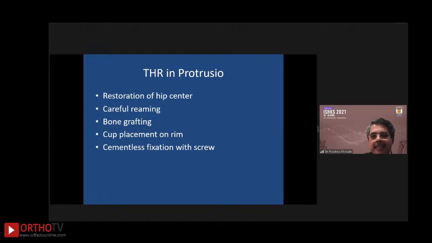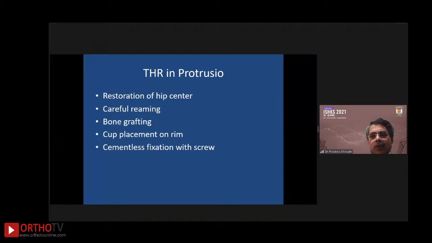Second thing is try to ream only the periphery. Don't try to ream inside. Be careful, try to preserve whatever subchondral bone is there medially. And third thing is inclination of the cup, preferably in such cases, should be 40 degrees so that more stress is on the superior part and the direction of the cup is in the superior direction. So 40 degree inclination is a good advice, impaction bone grafting, and multi-hole screw is also one option.